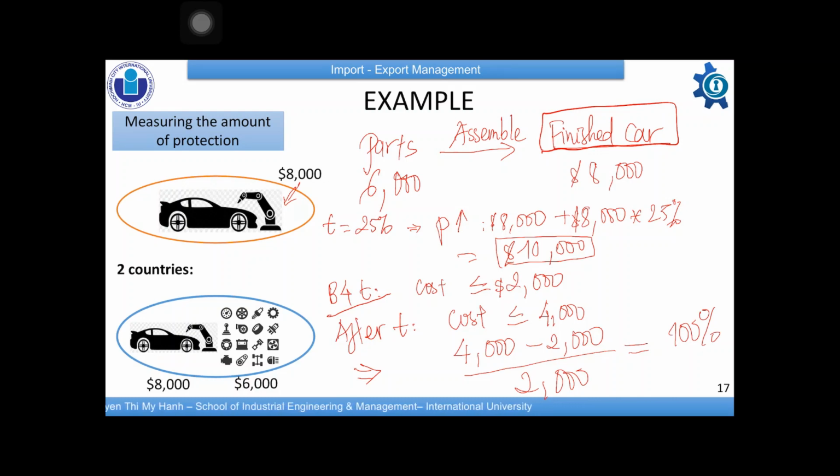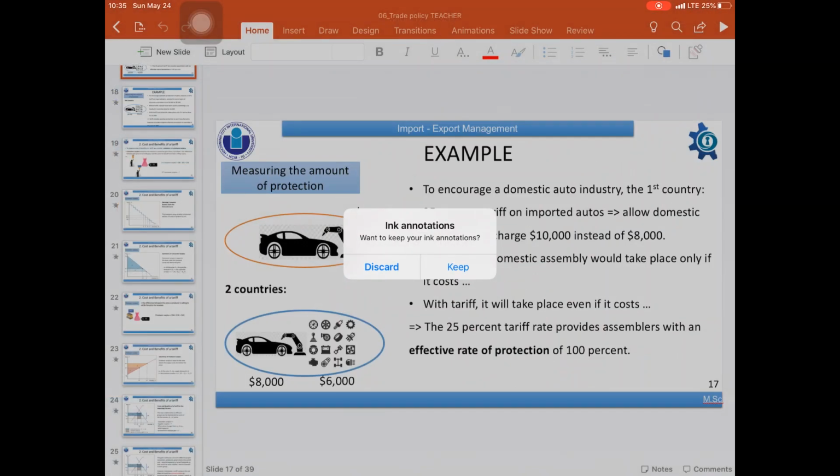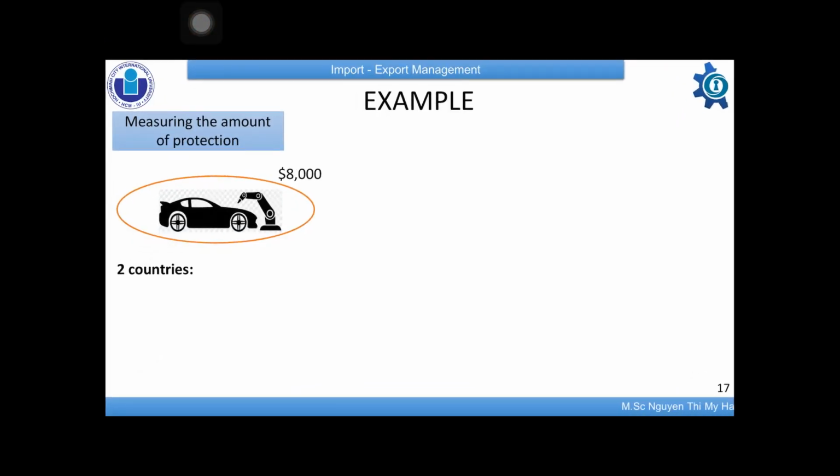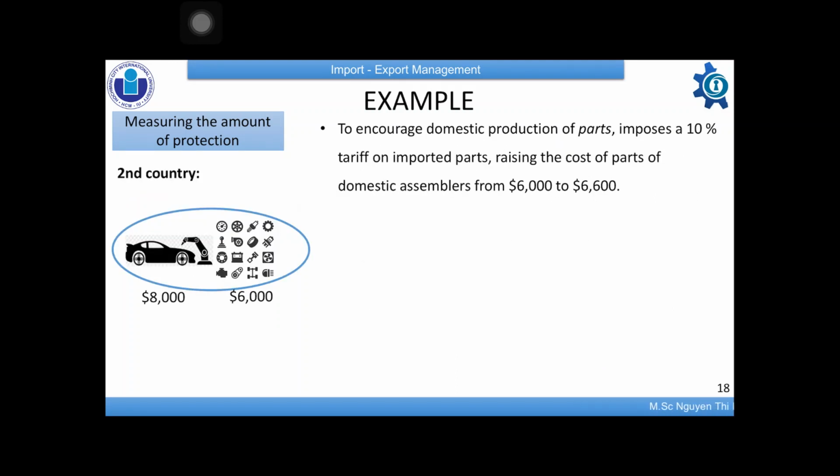Okay, so we will have the conclusion that the 25% tariff rate provides assemblers with an effective rate of protection of 100%. Okay, and the second case, let's look at the second country. The second country, they already have the assemble factory, and now they want to develop the parts, the components. So they put 10% tariff on imported components.